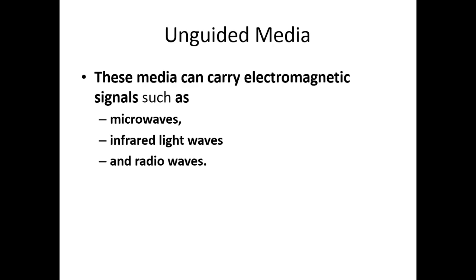Now we will start with unguided media. In the very first slide I told you that guided media is nothing but wired communication, whereas unguided media is nothing but wireless communication. Now let us start with this unguided media. These media can carry electromagnetic signals such as microwaves, infrared light waves, and radio waves.